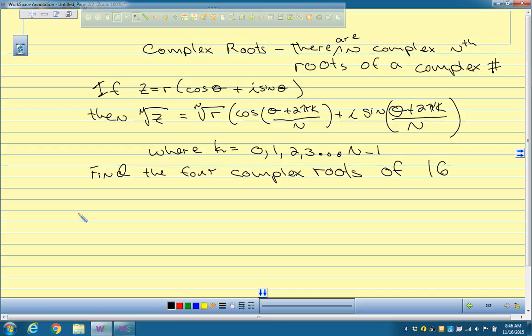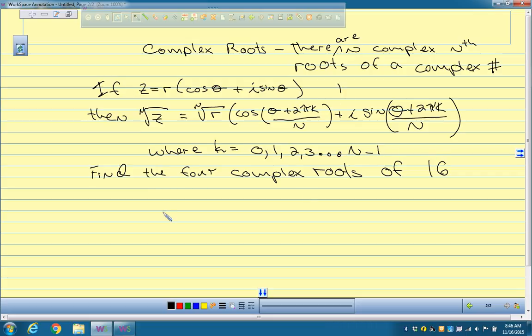2, right? Because 2 times 2 times 2 times 2 will give you 16. And then the other one is negative 2. There's negative 2. So those are the 2 real ones. You don't have to worry about how many real and how many complex they're going to be. But those will fall out using this formula.